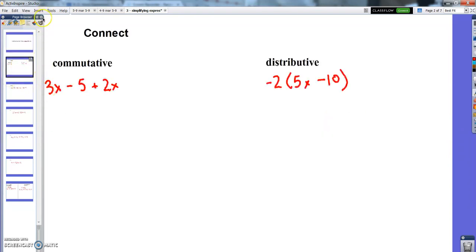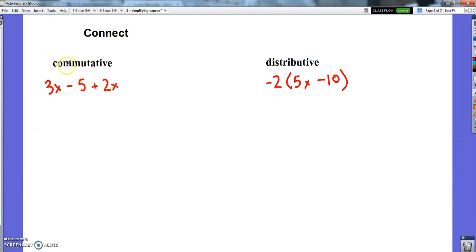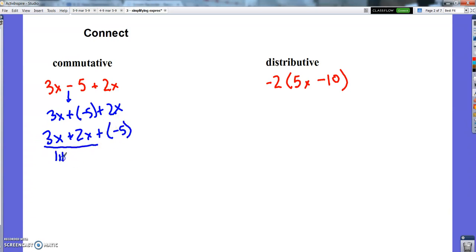Just to remind you real fast what we've done so far, we've simplified expressions with the commutative property. The commutative property tells me I can add the opposite first, plus negative 5 plus 2x. And the commutative property let me just move like terms near each other. So instead of adding them in that order, I could add them in this order. And then I could take my like terms and combine those to simplify my expression from that to that.